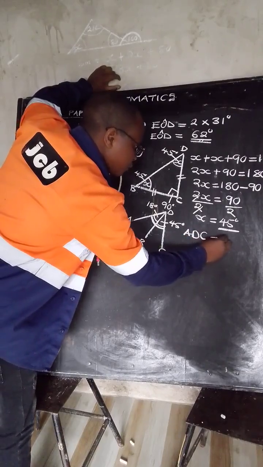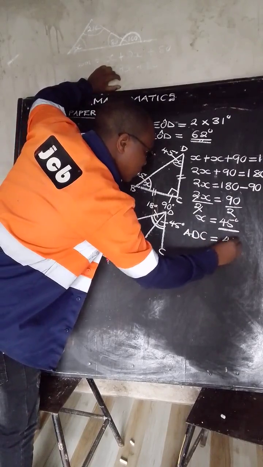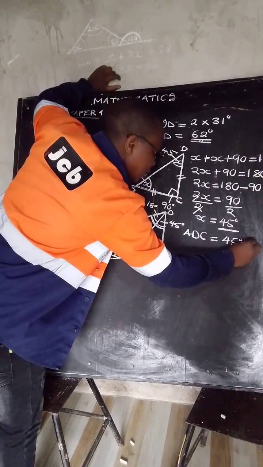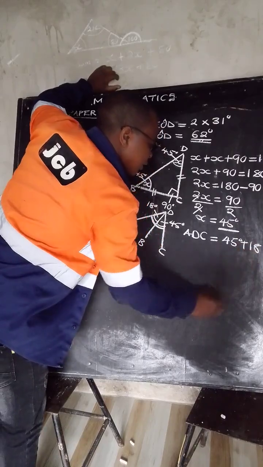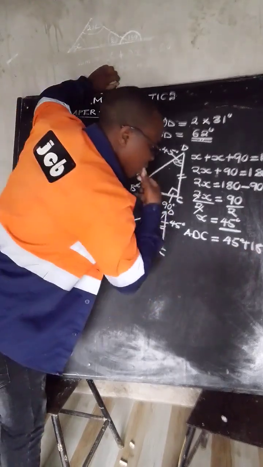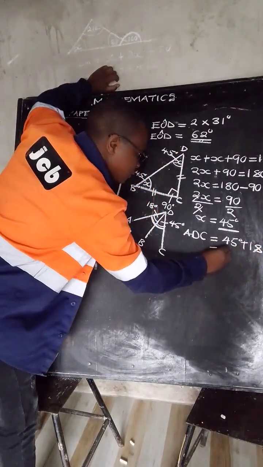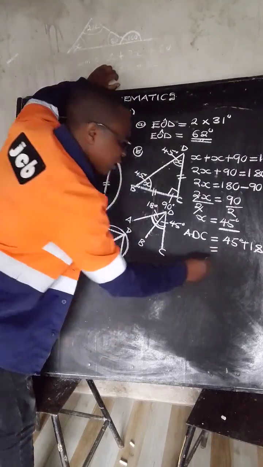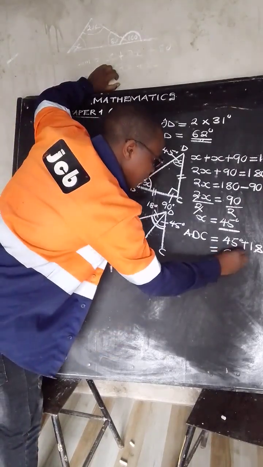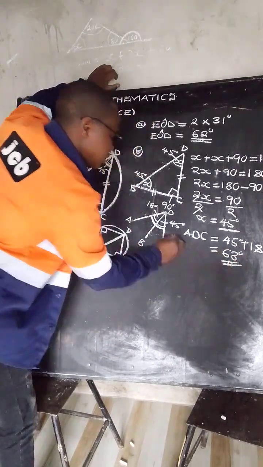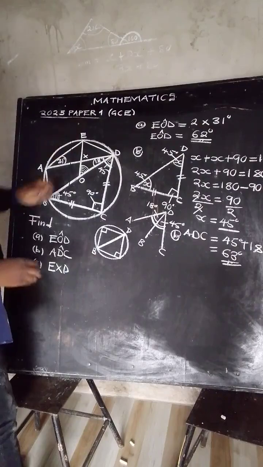is equal to 45 plus 18. Let me write this one properly. So it's equal to 45 plus 18, you get 63. So this is our answer.